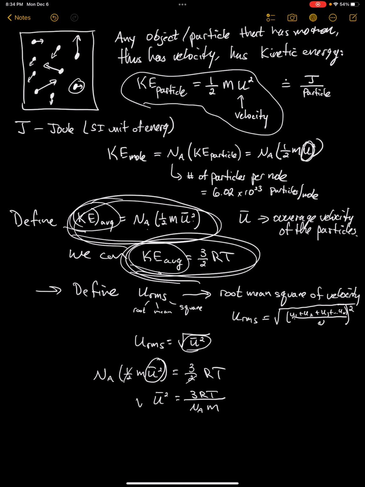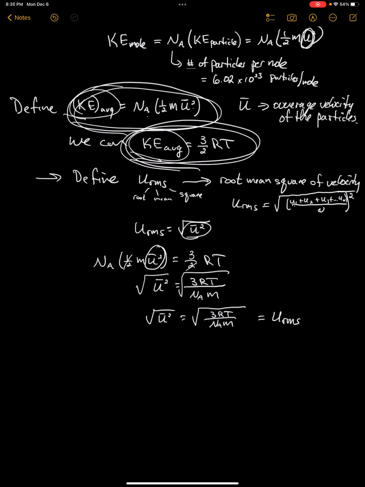Now we can take the square root of both of these sides and get that the root mean square of our particles is equal to the square root of 3RT divided by N sub A times mass. Okay? And so in other words, this is all equal to this concept of root mean square of the velocity.